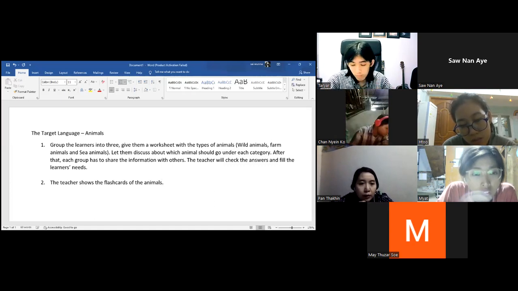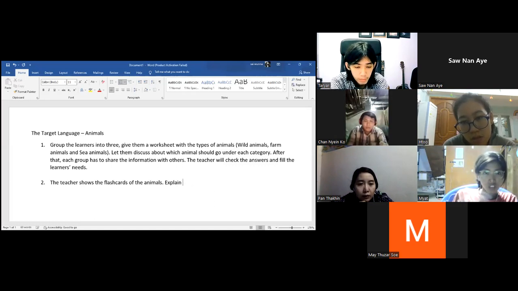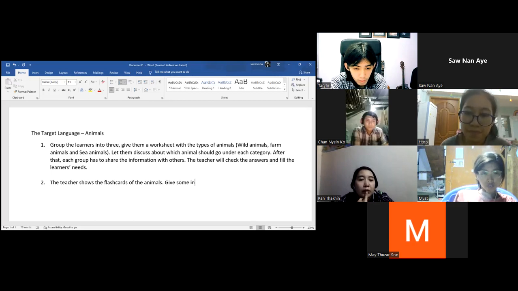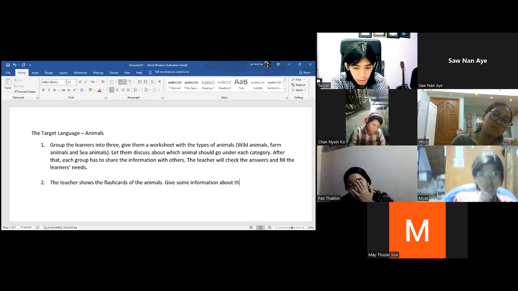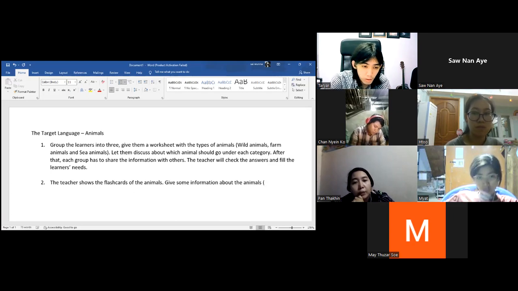Show the flashcards of the animals and explain, giving some information about the animals to the students. So this is how the presentation is supposed to be. In the presentation stage, we give information about the animals, like their habitats. Yeah, maybe habitats and where they live. And then what else?